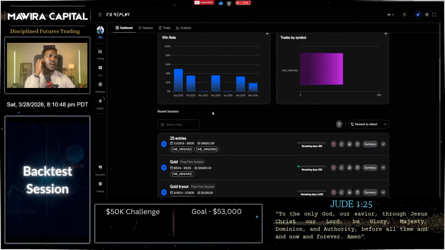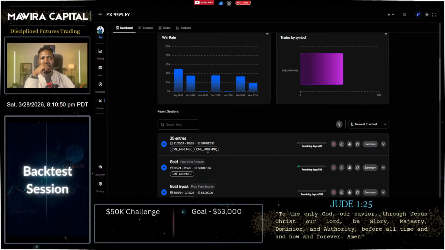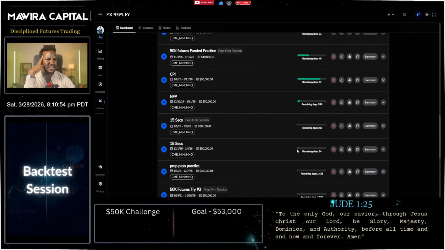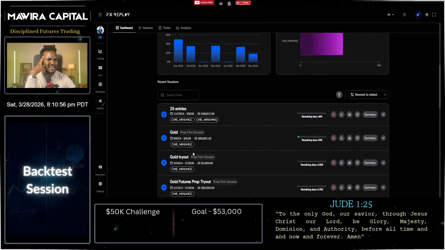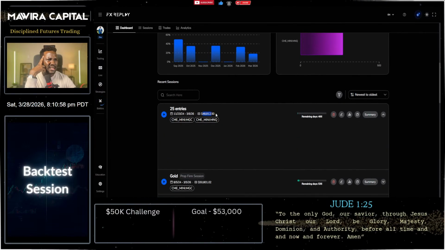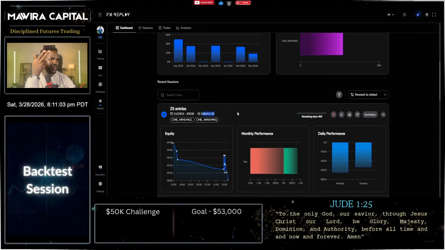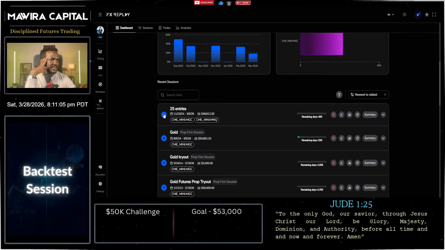All right. So I want to backtest MNQ this time. I'm just gonna take one of these. I got so many here, so let's just do this one that I started. This was a 50k. It's down at 48,812. Good practice to try to get out of drawdown. So let's take it.